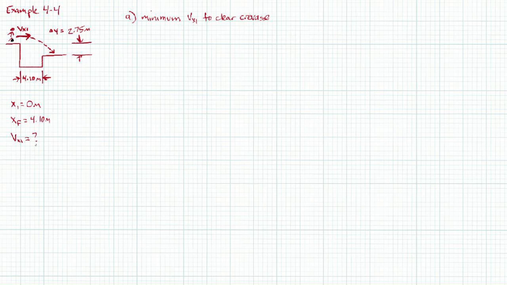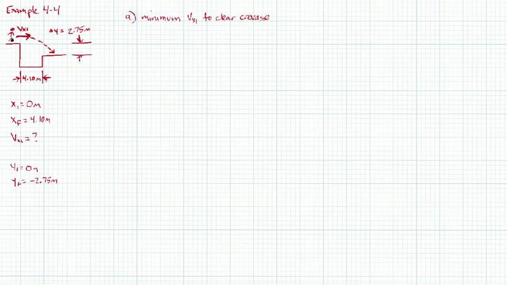Well, we have some y values as well. Let's write them down here. Our y initial position, what is that? Well, if that x is 0, we'll call that y 0 as well. Our y final, what's our y final position if he makes it to the other side of the crevasse here? Well, that's 2.75 meters down. It's changed by 2.75 meters, so it's negative 2.75 meters because it's changed in the negative y direction.